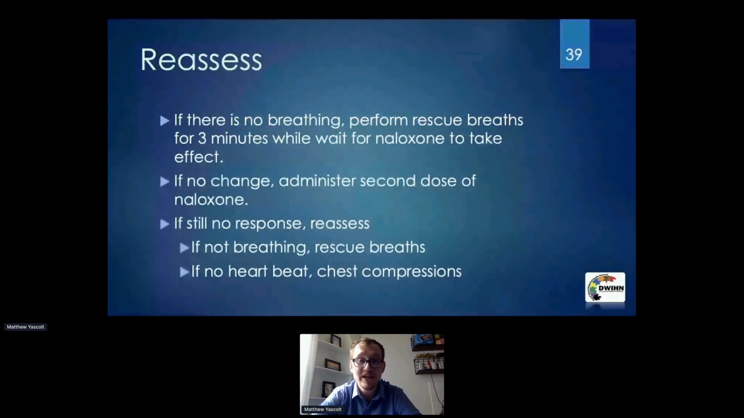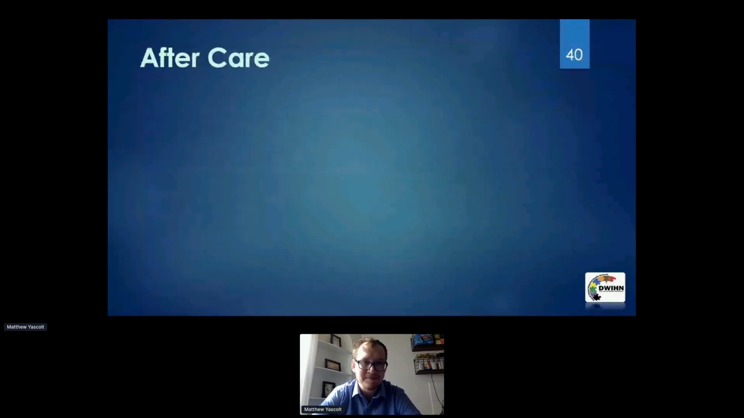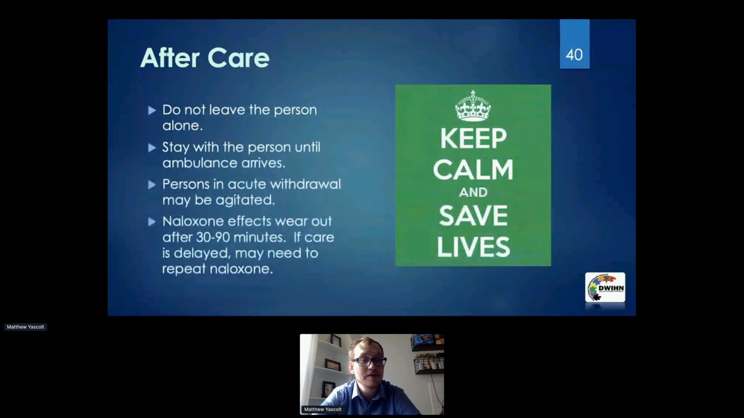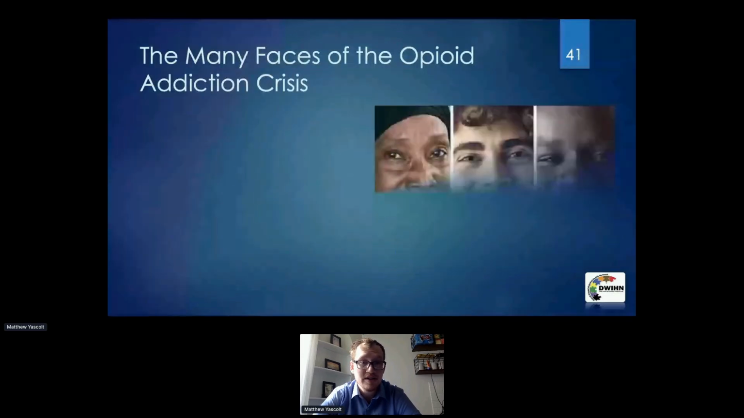You can, of course, re-administer naloxone. Within 3 minutes you can re-administer, but if you suspect the first dose didn't work, you can do it back to back. Don't leave the person alone. Stay with them until the ambulance arrives, being aware that they're in acute withdrawal and they may even try to use again to get out of acute withdrawal, and that naloxone wears off in 30 to 90 minutes.